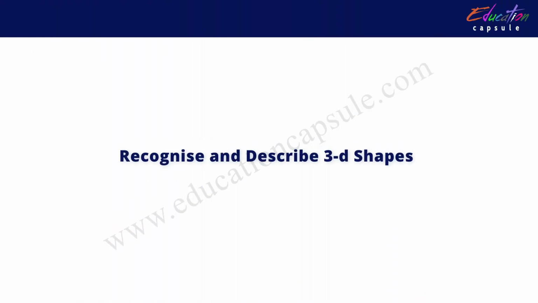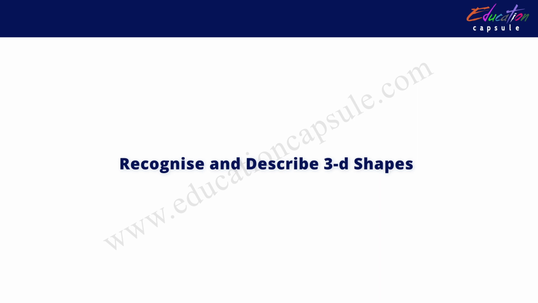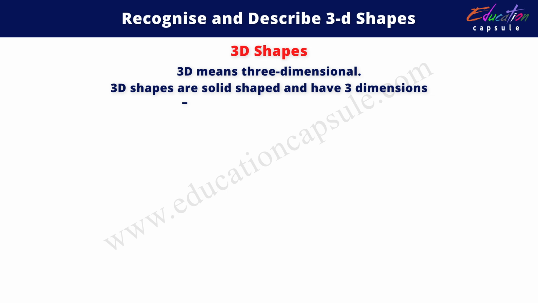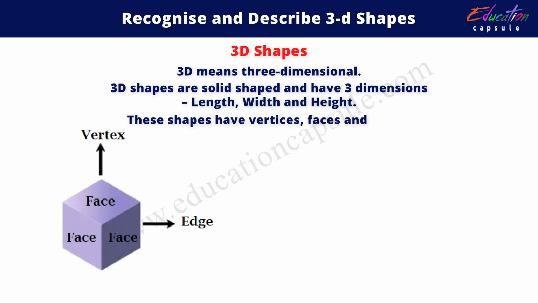Hi, today we are going to learn how to recognize and describe three-dimensional shapes. 3D means three-dimensional. 3D shapes are solid shapes and have three dimensions, that is, length, width, and height. These shapes have vertices, faces, and edges, as shown here.